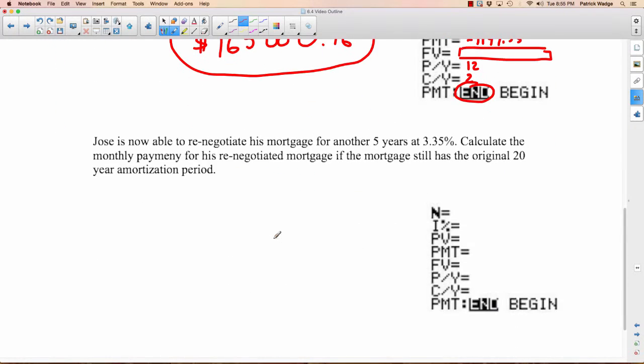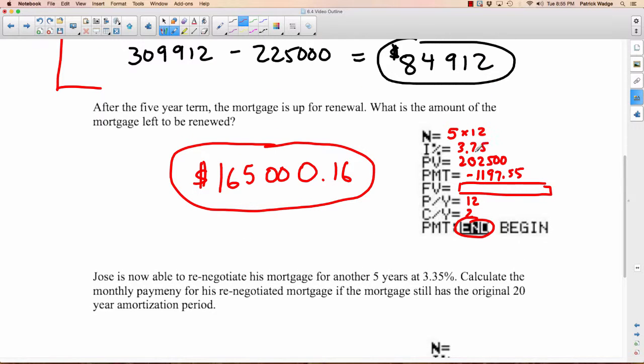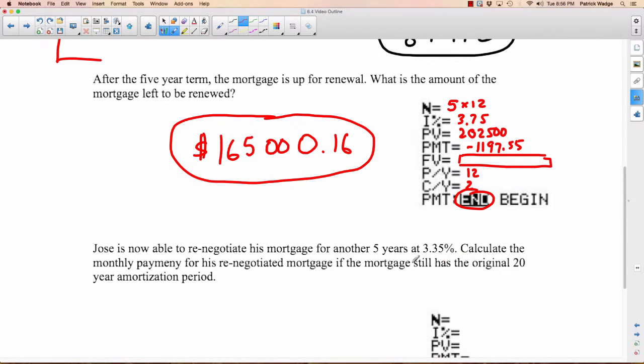And now you sit down with your bank or whoever and you renegotiate, and it turns out that now you get a better deal. Rather than getting 3.75% interest rate, you got it down to 3.35%. This is good news. So you're going to take on another 5 years. It's not going till the end of the mortgage necessarily. It's just another 5 years. So this is the second 5 years of your mortgage. But this time, instead of being at 3.75, it's going to be at 3.35%. Great. And what we want to know is what's the monthly payment for the renegotiated mortgage. And we're going to assume it still has that same amortization period of 20 years.